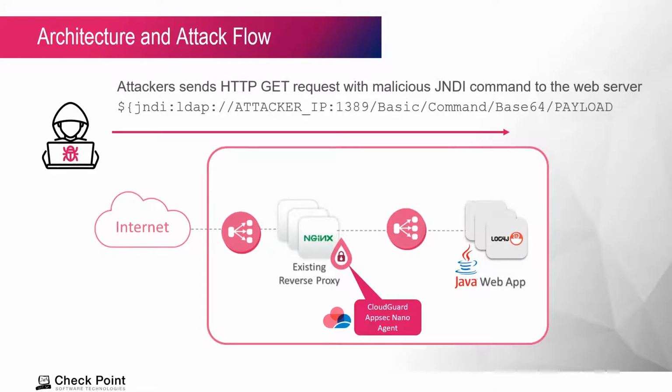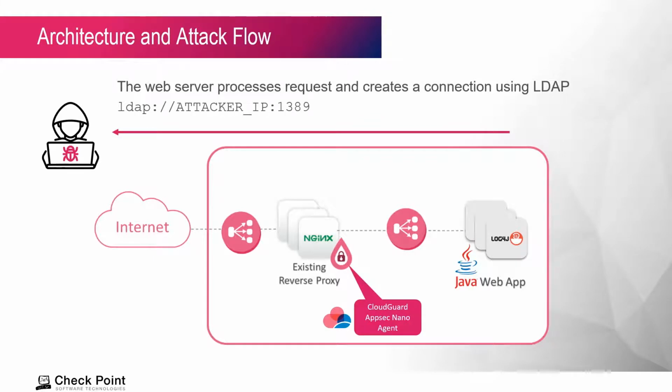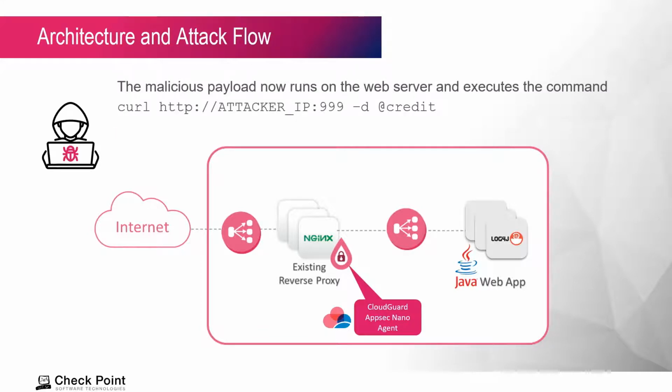So first, the attacker sends an HTTP GET request to the victim's web server with a malicious payload. The payload is inserted into an HTTP header and is encoded in a base64 format. The web server processes the web request and creates a connection to the attacker's endpoint via the LDAP protocol. The malicious payload instructs the victim server to upload a file with credit card information which is stored on the victim's web server, and it sends it to the attacker's endpoint.